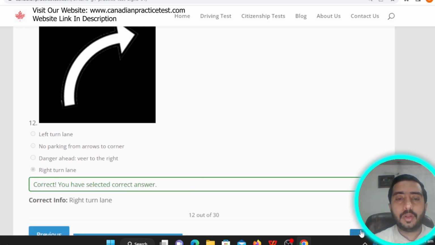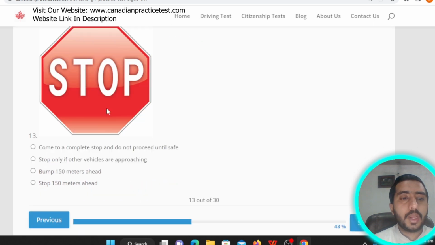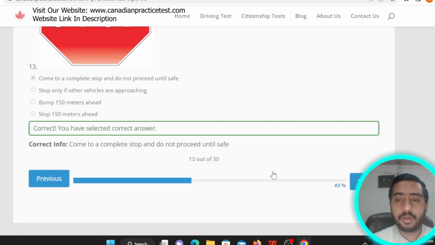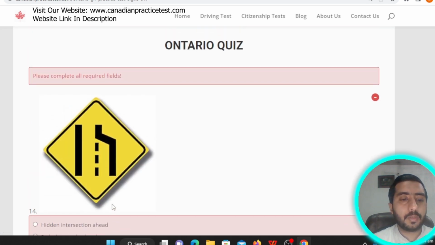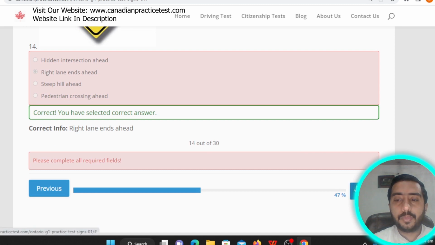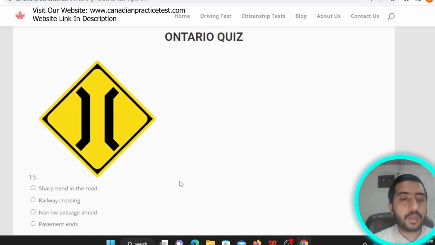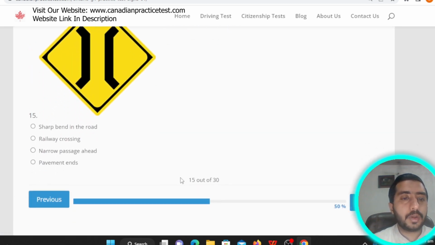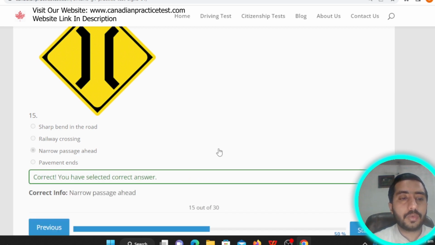Next question, question number 13, and this 13th symbol clearly represents come to a complete stop and do not proceed until safe. Option A. Next question, question number 14, and this 14th symbol is denoted by right lane ends ahead. Option B is the correct one. Next one, question number 15, and this 15th symbol represents narrow passage ahead. Option C is the correct one.